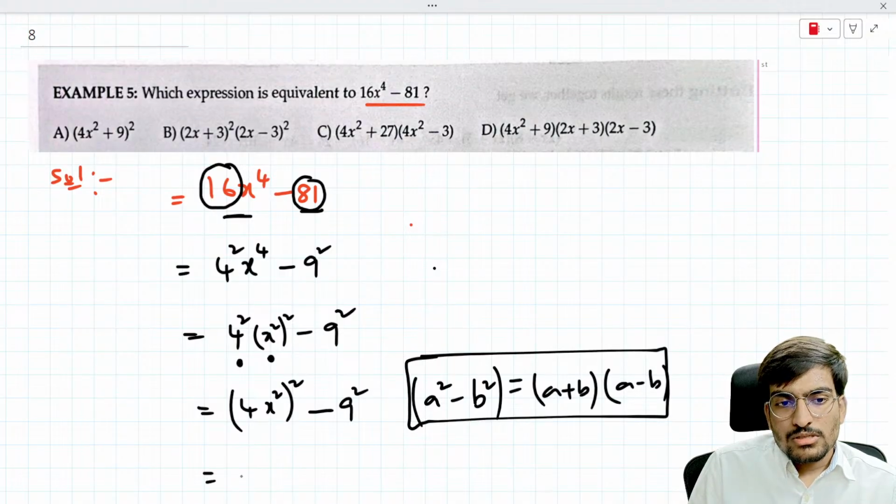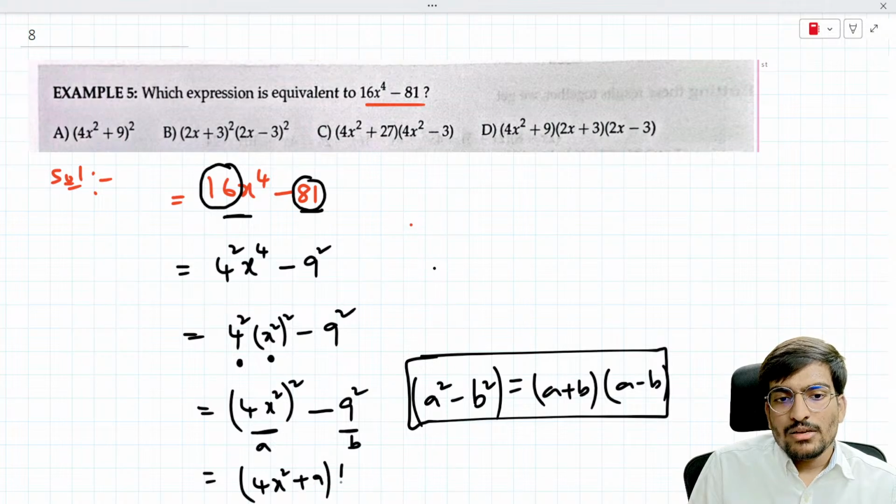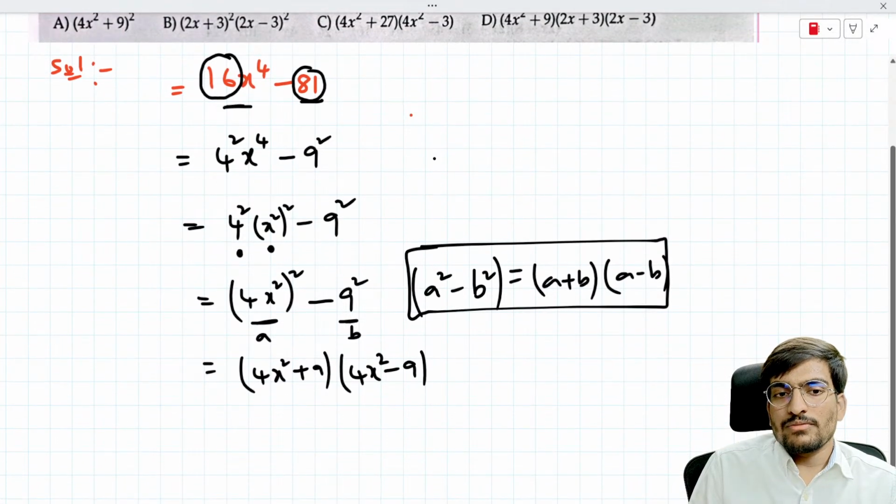So this is going to be... what is a here? 4x square. What is b? 9. So that's going to be 4x square plus 9, 4x square minus 9. So that's going to be a plus b, a minus b.